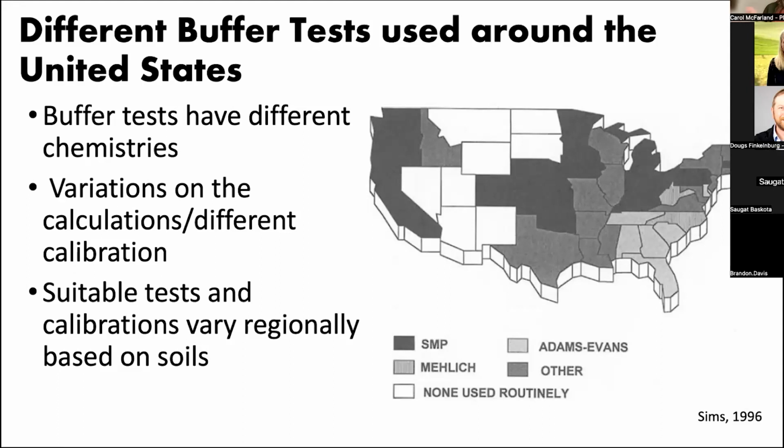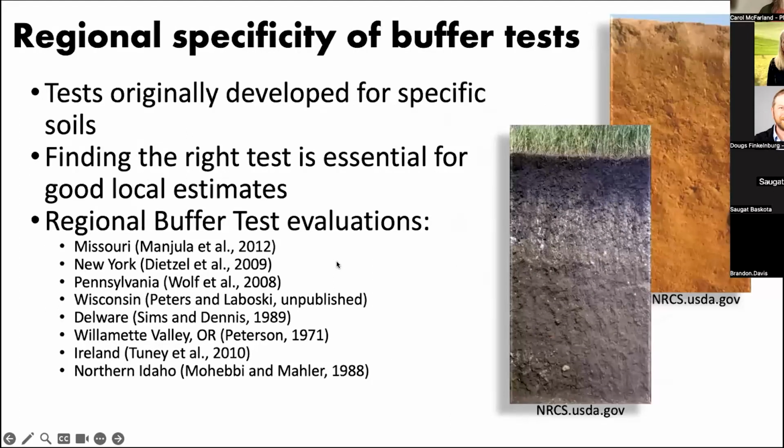Again, Idaho is also very diverse. So is the same test for northern Idaho versus southern Idaho the most appropriate? You know, that's still to be determined. We did include some Idaho soils in the work that we're about to jump into. Finding the right tests is essential for good local estimates, because these tests were originally developed for specific soils. And then I just have this list of a whole bunch of different researchers who have done regional buffer test evaluations that calibrate for more regionally specific soils.